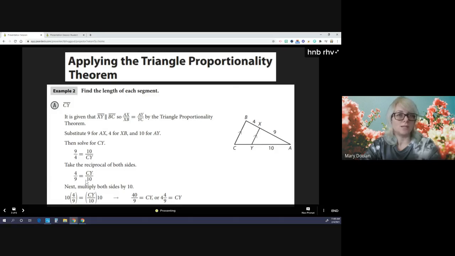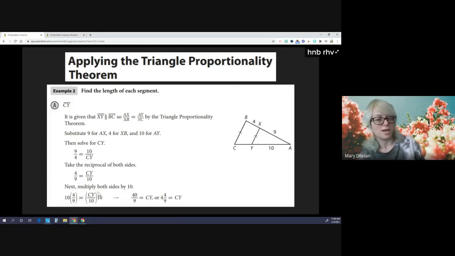Since CY is being divided by 10, we do the inverse operation. We multiply by 10 on the right and multiply by 10 on the left. So that's what we have here. And then, yeah, reciprocal both sides. For myself, I really haven't seen that as a technique very often, but it is true that you can do that. And you don't have to do that. When you solve things with algebra, as long as you follow the rules of algebra, you're good to go.